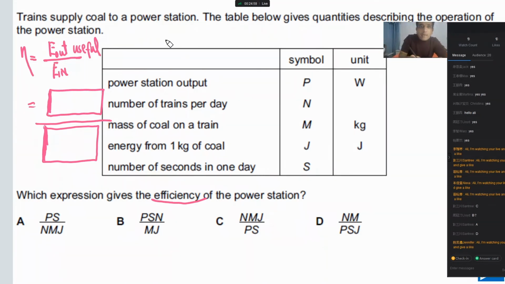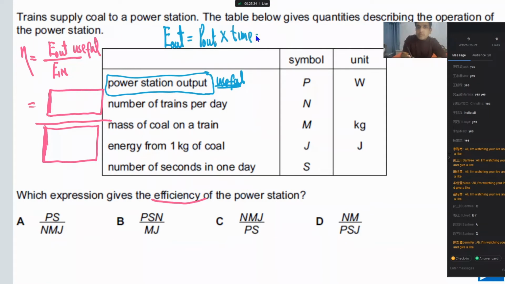First of all, please look at this now. How can we calculate E out, energy out? In this case, you see the power station output is given. They didn't specify this, which simply means that this is the useful output. So this is the useful output power. It is not specified, but this one is useful. Now, if I need to calculate energy output, I can simply use P out multiplied by time. Energy is equal to power times time. Power is equal to energy over time.